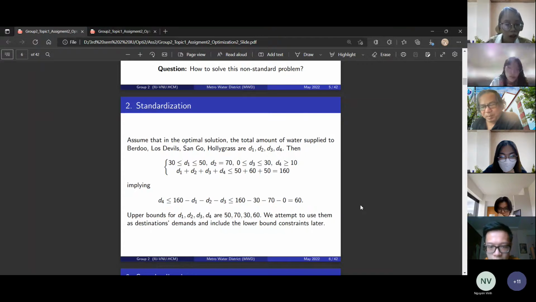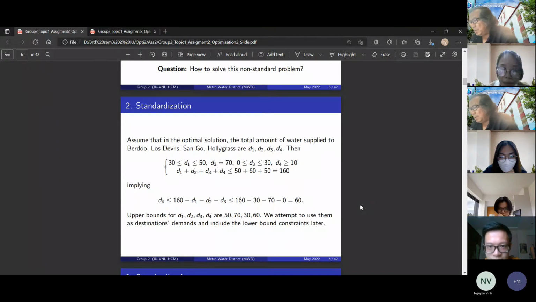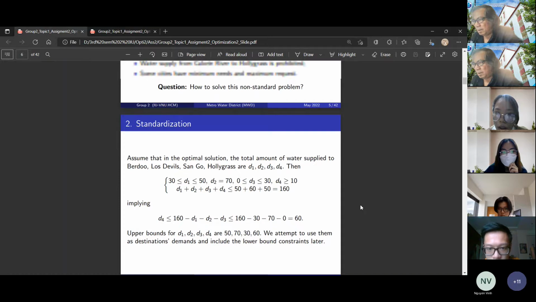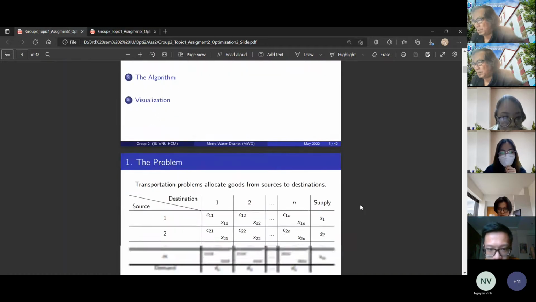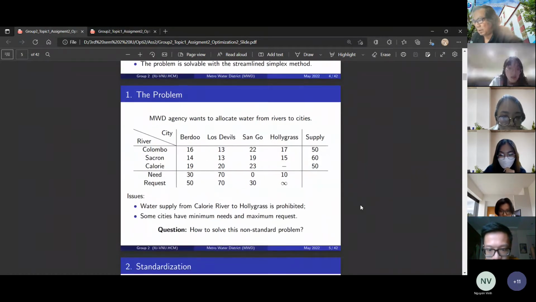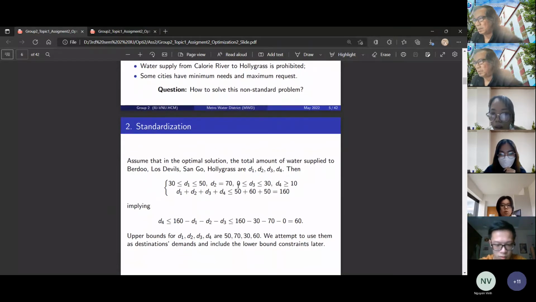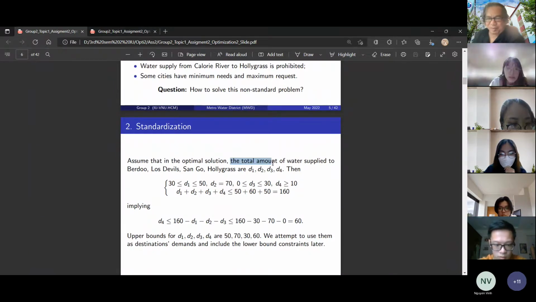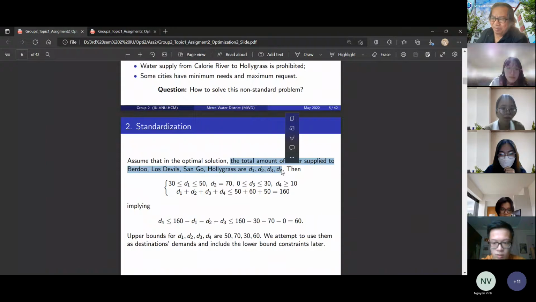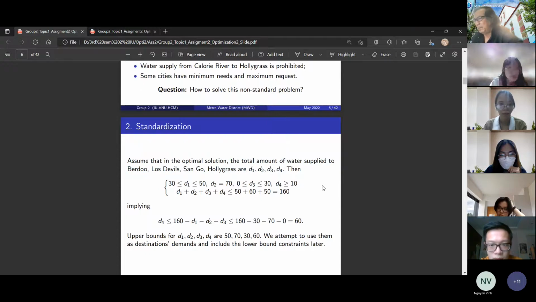Excuse me, can you tell us again, D1, D2, D3 is what? How to solve this non-standard problem? Okay, actually that is a normal problem. It's not non-standard, but we must transfer it to the standard.